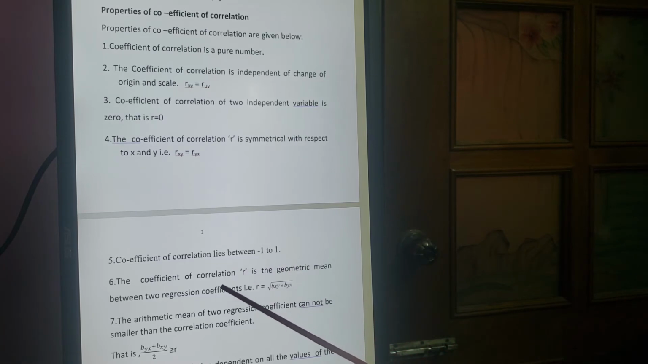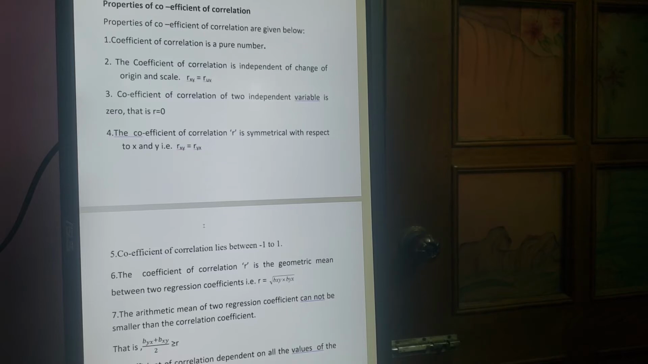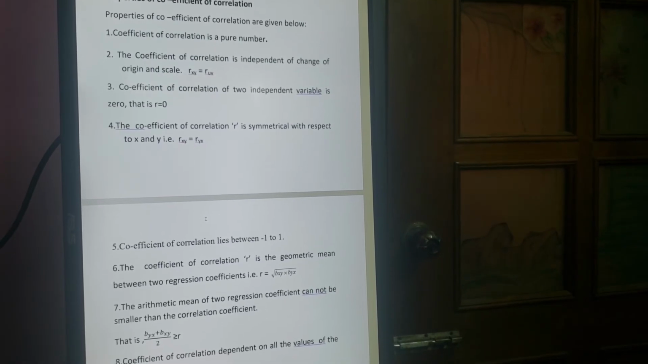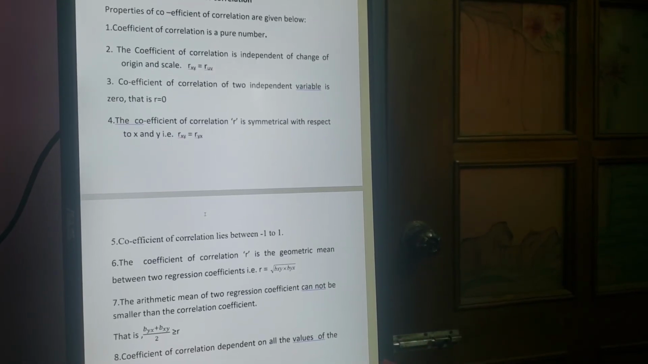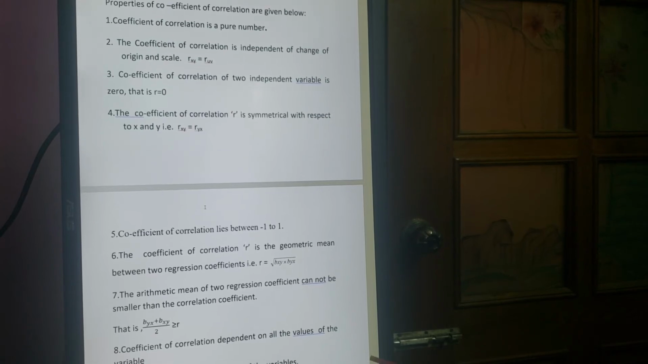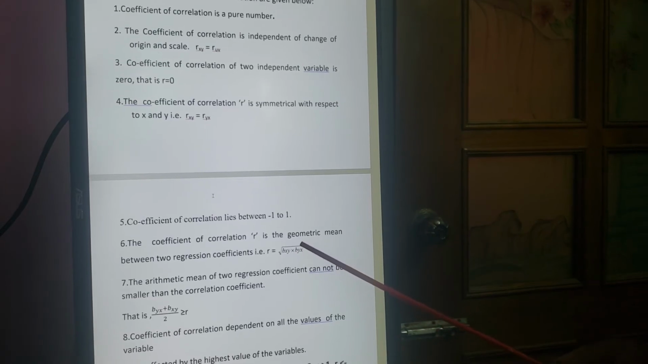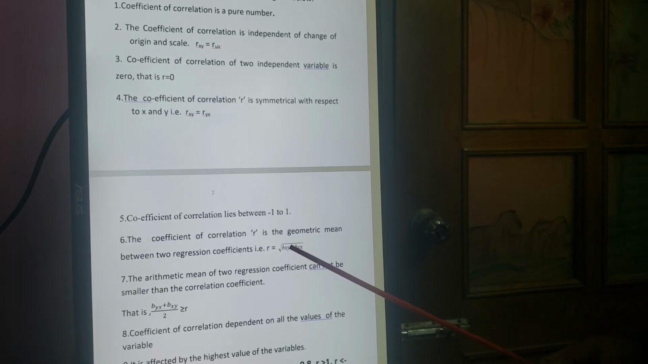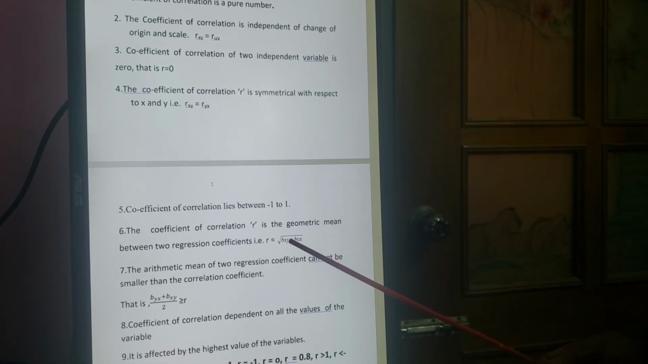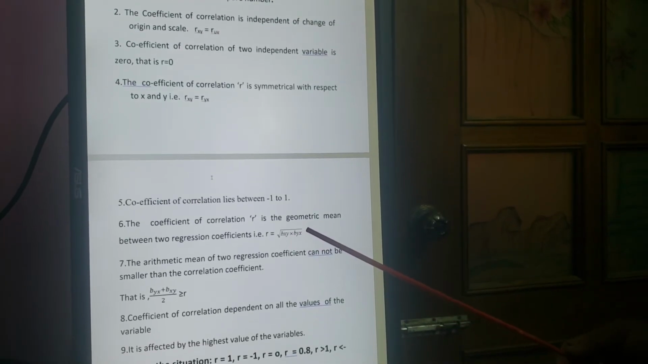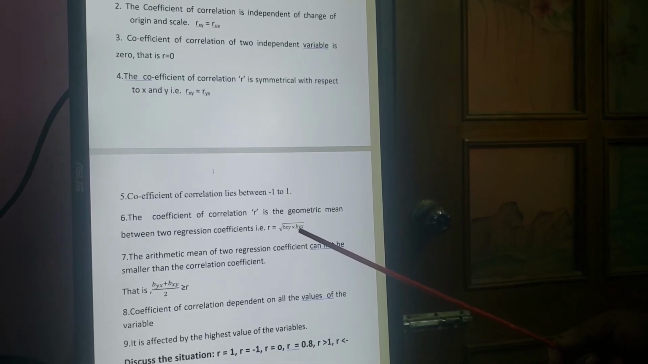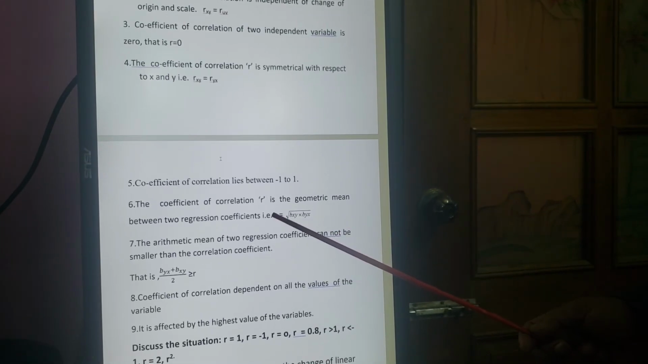Now the coefficient of correlation r is the geometric mean of the two regression coefficients. I will discuss regression coefficients in our next class. There are two regression coefficients, byx and bxy. So the geometric mean of the two regression coefficients bxy and byx is equal to the coefficient of correlation r.